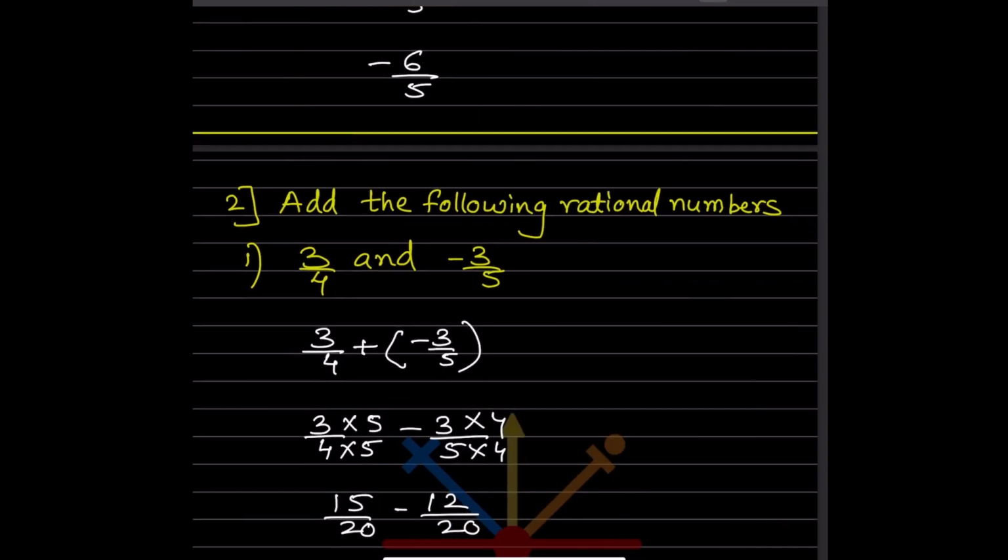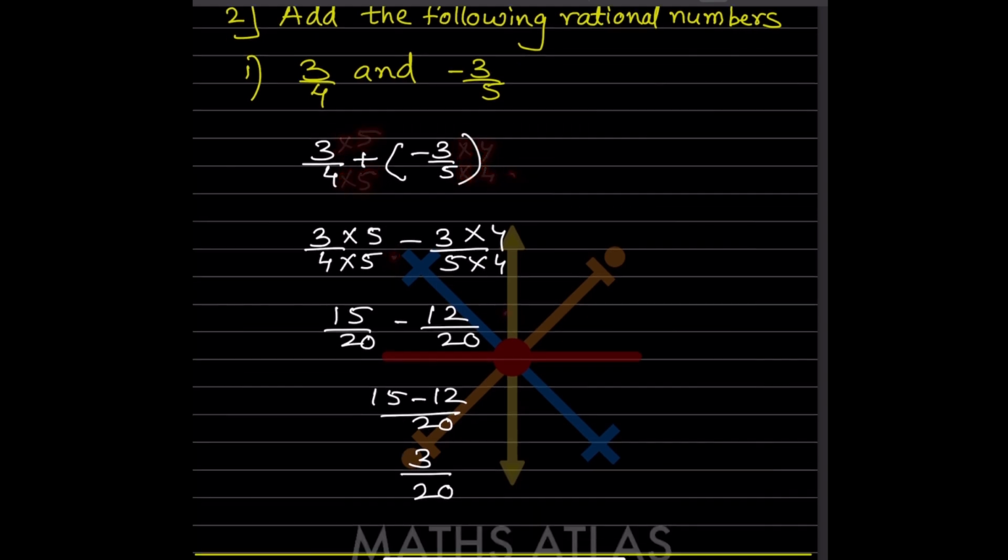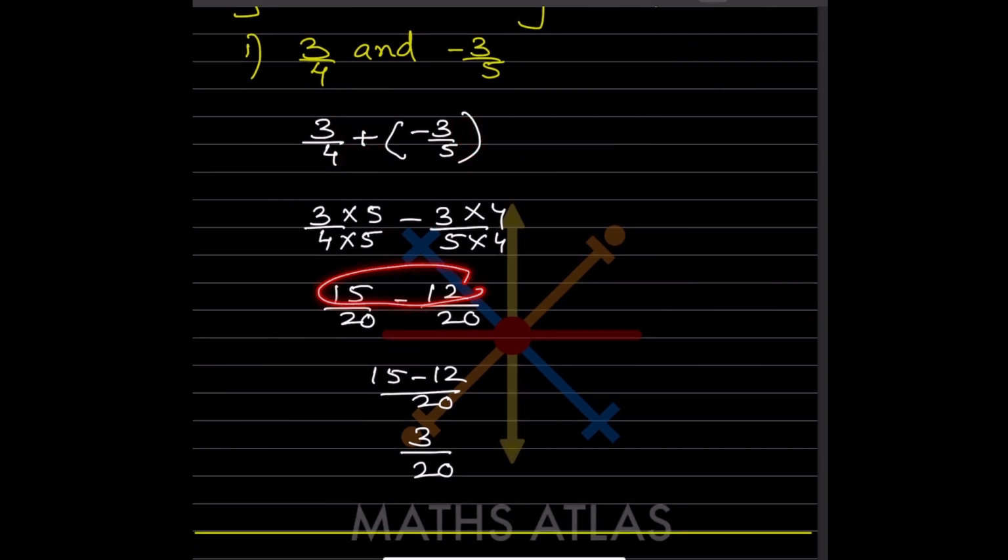Now you have to add the following rational numbers. When you add this one, plus minus is going to be minus here. Now you will look at the denominators. Here it will be 4 5s are and here 5 4s are, that will be 20. So this will be 15 by 20 and this is going to be minus 20 by 20. So this will be 15 minus 12 by 20. So that will be 3 by 20.